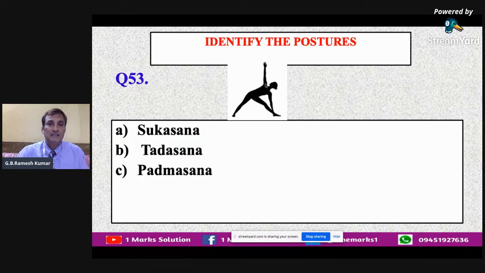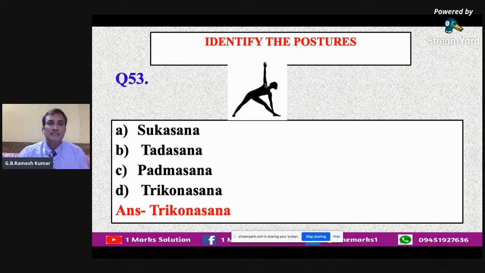Sukhasana, Tadasana, Padmasana, and Trikonasana. Now, here, it's not Sukhasana, it's not Tadasana, it's not Padmasana. You can see some triangle pose here. So if you don't have any idea, you can find out with the posture, triangle pose, Trikonasana. The answer is Trikonasana.